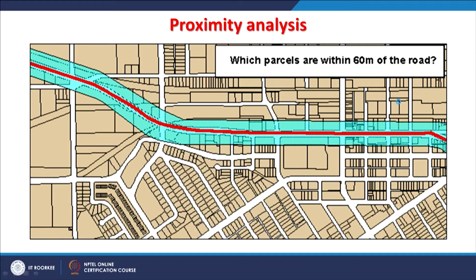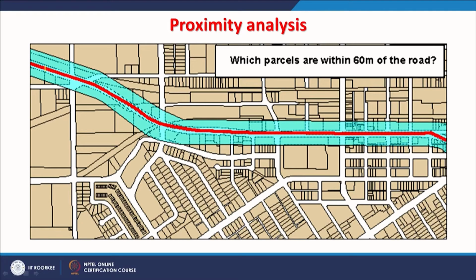Now, we come to this proximity analysis. During buffering, I gave this example, but here again the red line shown here is the road, and the buffer has been created on both sides of the road, 60 meters. Suppose now there is a plan to widen this existing road which is going through a inhabited area. Now, whose house or whose plots will get affected?